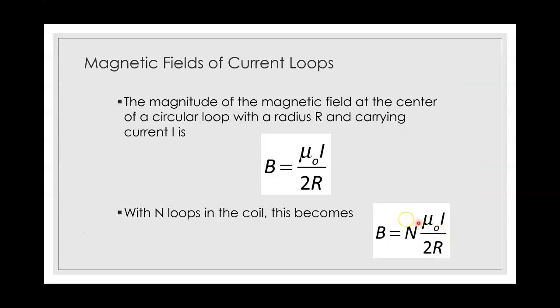This is the equation on how to calculate the magnetic field of a current loop and solenoid. The magnetic field at the center of a circular loop with radius r and carrying current I is determined by B equals mu naught I over 2R. Ini for loop, and for the solenoid with n loops in the coil, this becomes B equals n mu naught I over 2R.